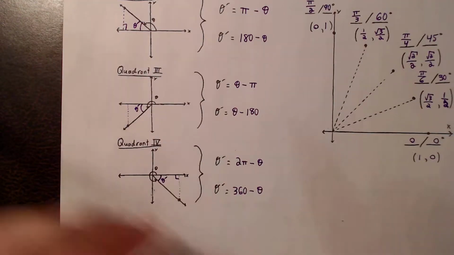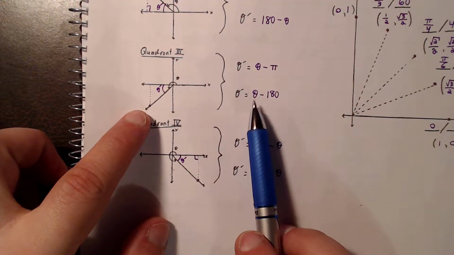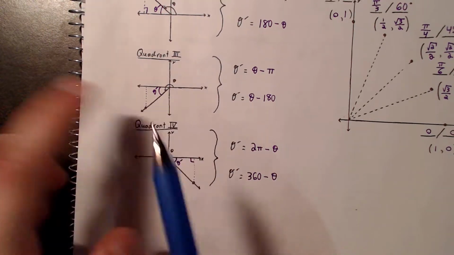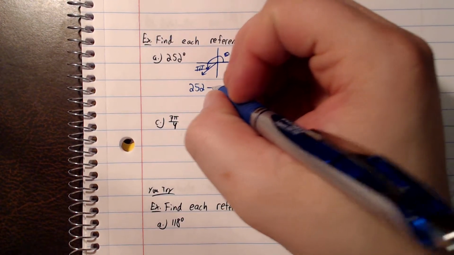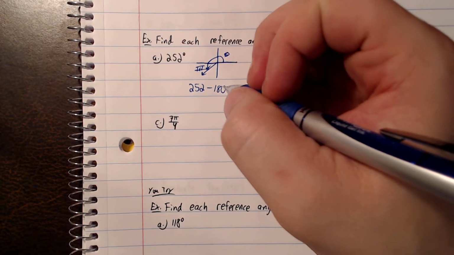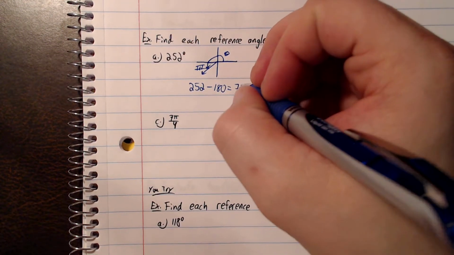So quadrant 3, and we're working in degrees, it's telling us that we want to use whatever our angle measure is and subtract 180, and that will get us our angle theta. So we want 252. We're going to subtract 180, and we will now get our value, see, of 72 degrees.